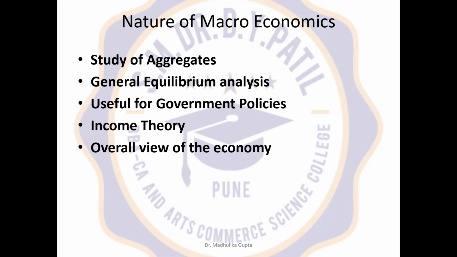The second one is general equilibrium analysis. It is concerned with the behavior of aggregates and their interdependence on each other. So it is a general equilibrium analysis in which everything depends on everything else. For instance, a change in the income level may result in a change in savings, which may in turn influence investments, right? So everything is interconnected.